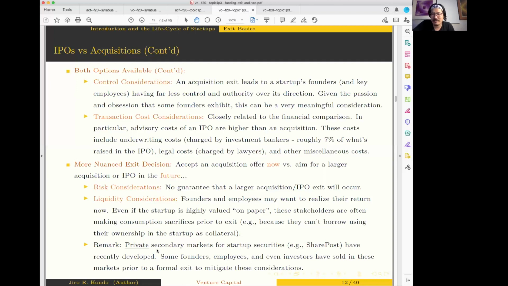This changed, I'll mention a little bit. Now, founders at least, it's more difficult for employees, but founders at least can now sometimes, when they raise a funding round, sell a little bit of their shares and get some liquidity.